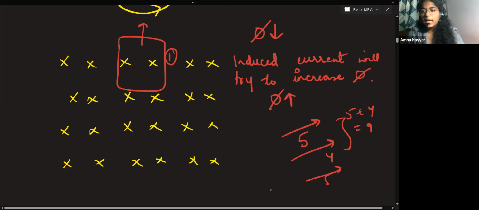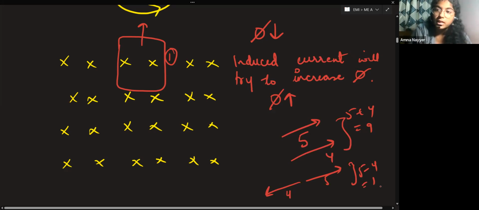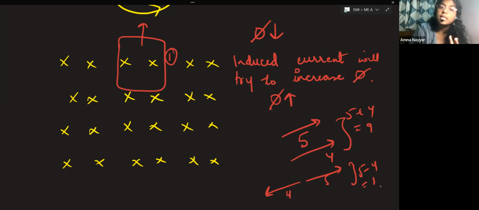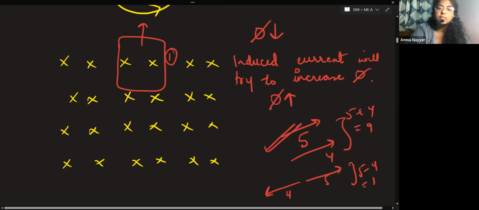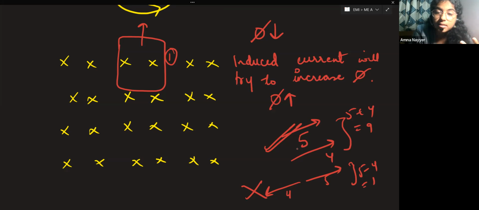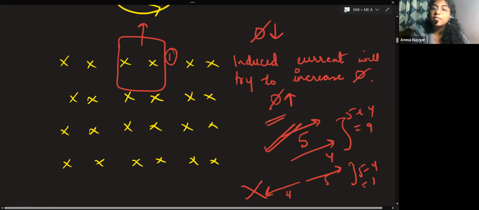If I have 5 magnetic field lines and I bring the other 4 magnetic fields in the opposite direction, what will happen? The net magnetic field will be 5 minus 4. That is only a single magnetic field. Now, what is the work of the induced current? The induced current wants to increase the magnetic field. So it will prefer this pathway. It won't prefer this. It means it will try to bring the magnetic field in such a way that the net magnetic field increases. Then only the net flux will increase.